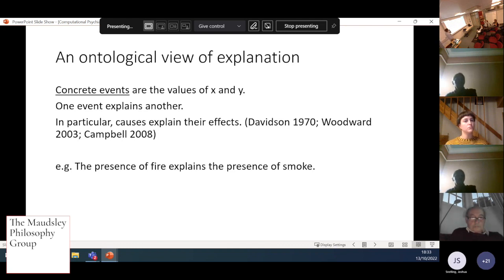An ontological view of explanation says you've got concrete events as the values of X and Y. Okay, so one event explains another event, right? And in particular, causes explain their effects. So the presence of fire explains the presence of smoke.